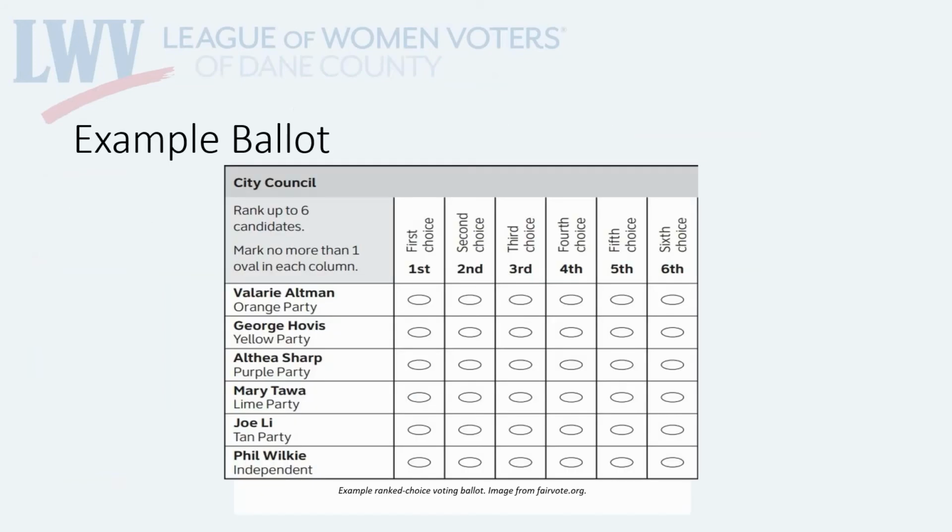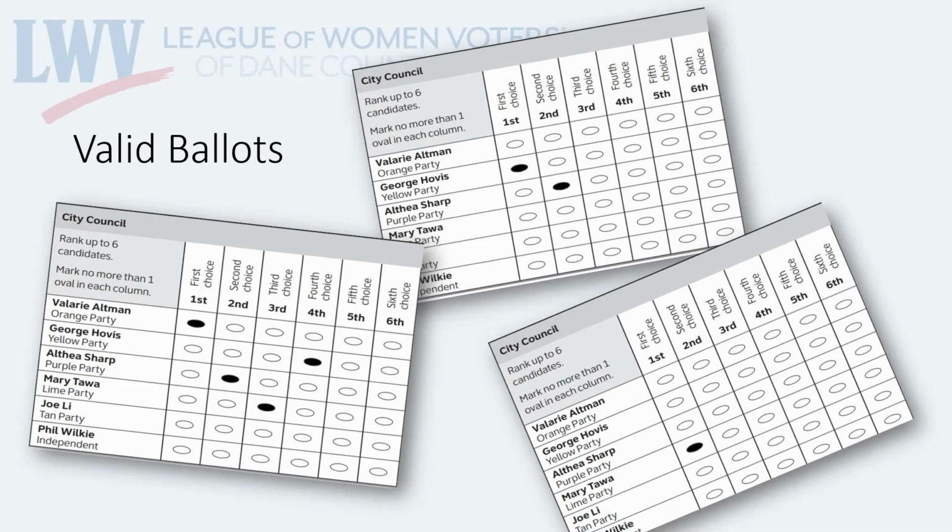Here's an example ballot using ranked choice voting. There are 6 candidates on this ballot. Voters can rank up to 6 candidates. They choose one candidate as their first choice, one candidate as their second choice, and so on. These are all valid completed ballots.